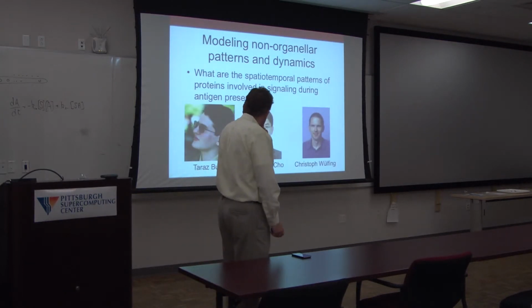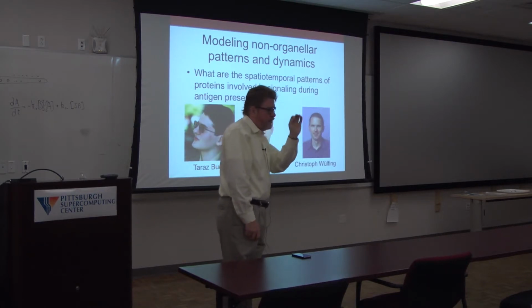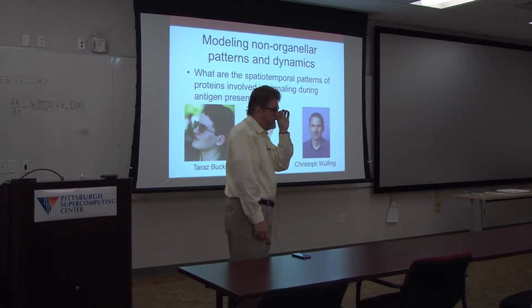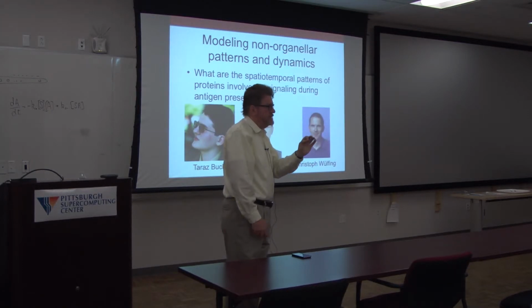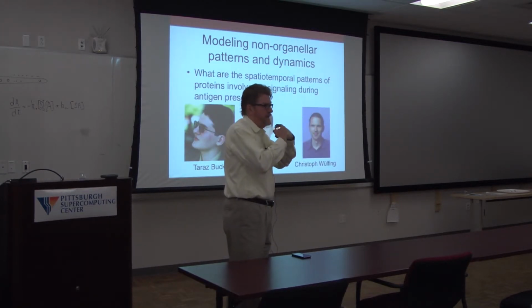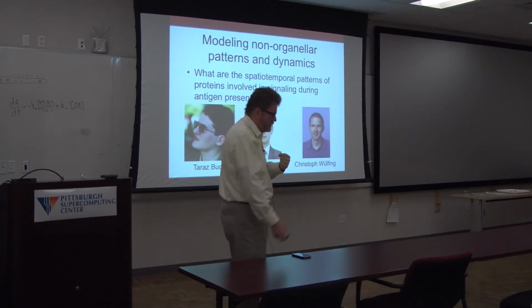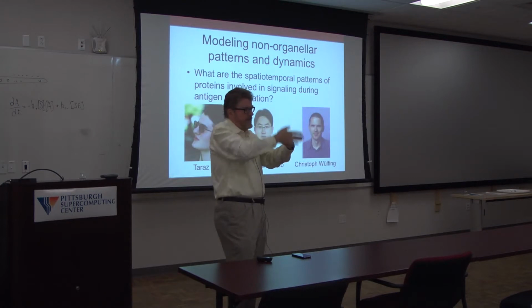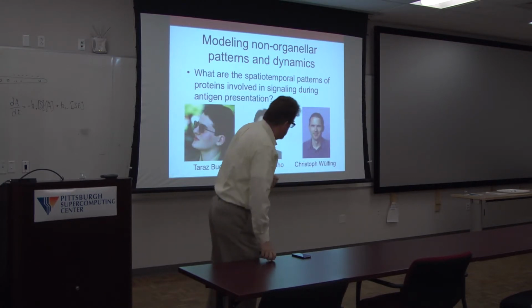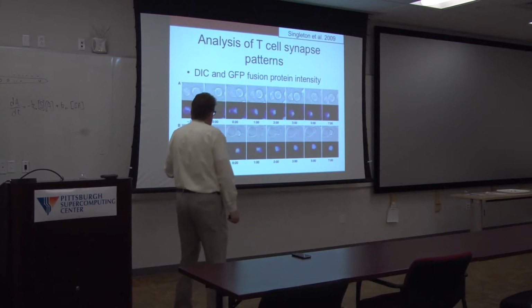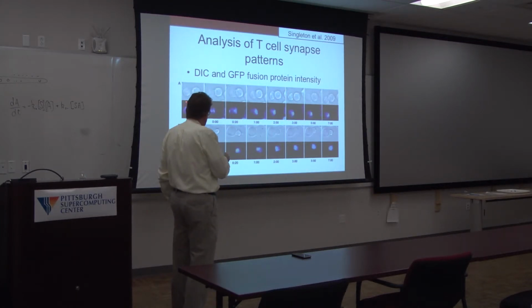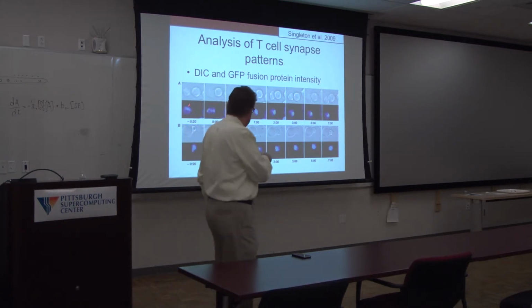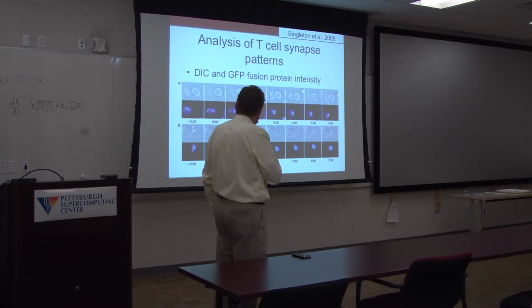And this is a collaboration with Christoph Wolfing to study the spatiotemporal changes in signaling protein distributions when a T cell binds to an antigen-presenting cell. Okay, so when a T cell binds to an antigen-presenting cell, they form a T cell synapse that recognizes the antigen that the T cell is specific for. Okay? So the kinds of data that's generated is mixtures of T cells and antigen-presenting cells, where the antigen-presenting cell has its antigen stuck on the surface.